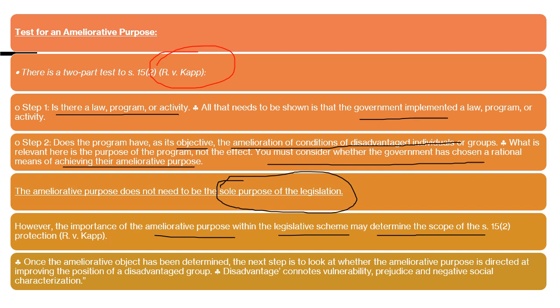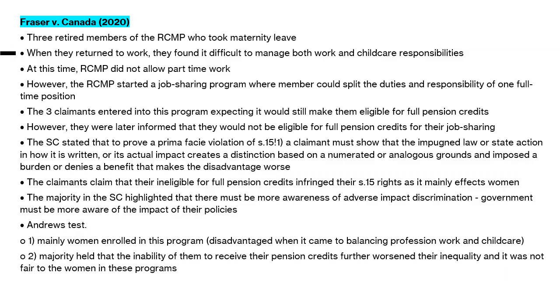Once it is established that the purpose of such law program or activity was ameliorative, the next step is to look whether the purpose is directed at improving the position of disadvantaged group. Disadvantage means vulnerability, prejudice, negative social characterization. So we have few other cases that are mentioned in notes. You can go through those cases, but for this the important one is R versus Kapp. Then the one that is mentioned in syllabus directly, Fraser versus Canada. This is again latest judgment and very important to cover.